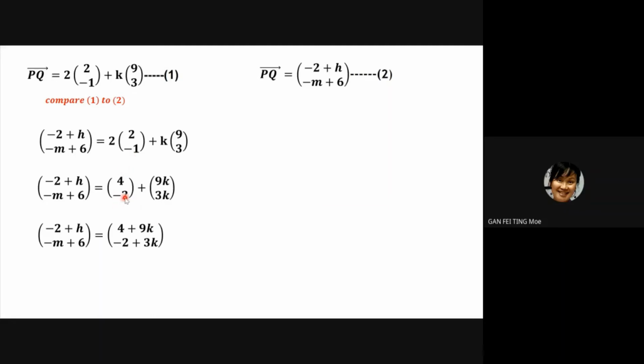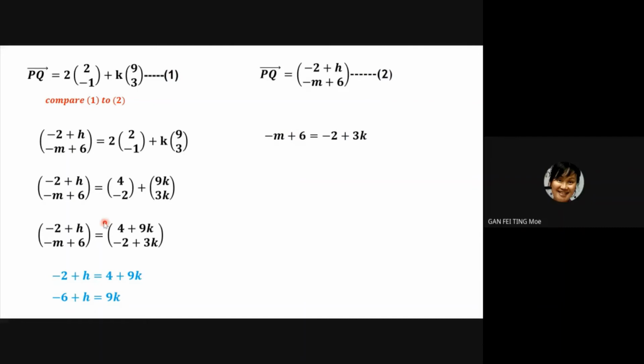ikut mana-mana satu. So now I can see this is matrix. Okay, the A11 will be equals to the A11. Okay, and then the yang bawah tu is A12, right? A12. A baris pertama, but A21. A21 is equals to A21. So then you compare. So I have my negative 2A plus H equals to 4 plus 9K. You see these two, negative 2 and 4, they are numbers. Group them. So I get my olah ini ke sini. Negative 6 plus H equals to 9K.